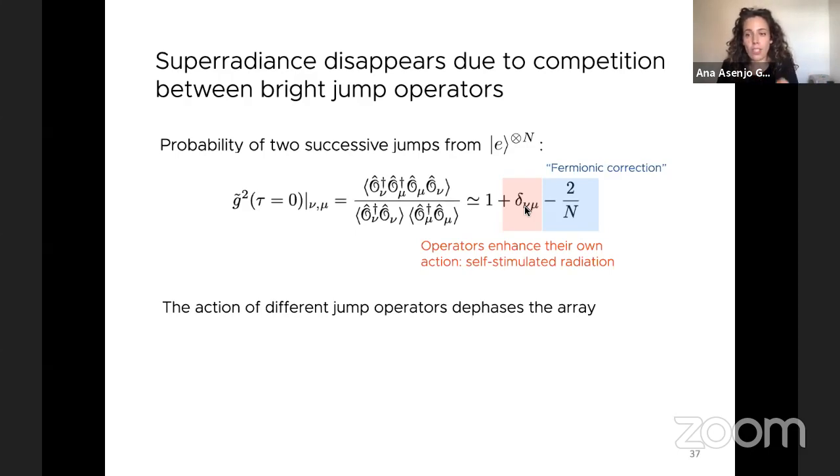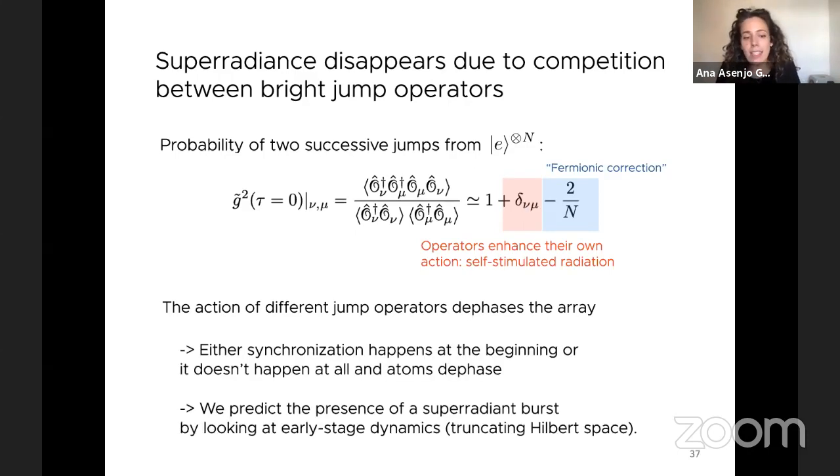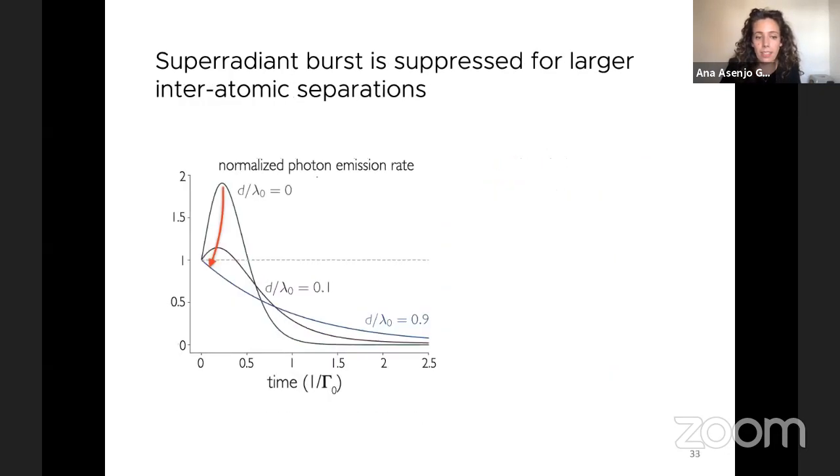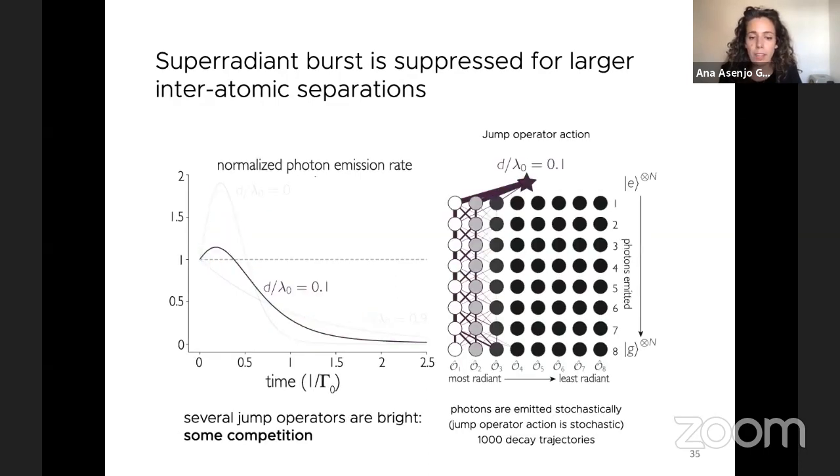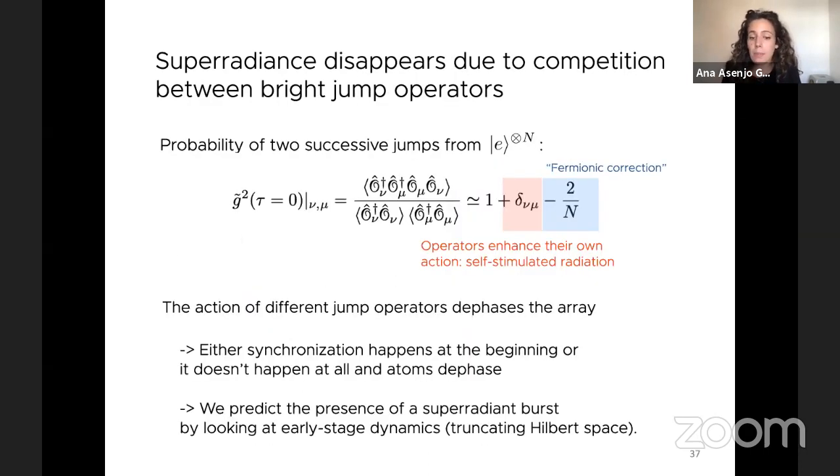Whenever a jump occurs, it imprints this phase on the atoms that promotes the same jump operator to act again. If a different jump operator acts, this is going to produce dephasing because the phases are going to be random. This means that synchronization either happens at the beginning or it doesn't happen at all and the atoms dephase. This is exactly what happened here, right? Either it happened at the beginning or it doesn't happen. So we can predict the presence of the superradiant burst by looking at early stage dynamics.